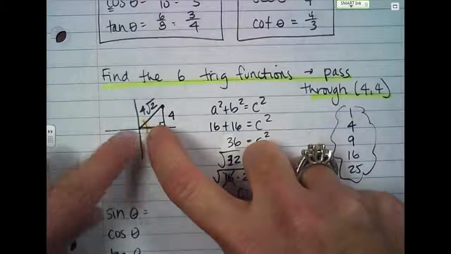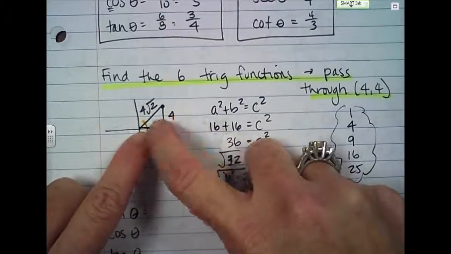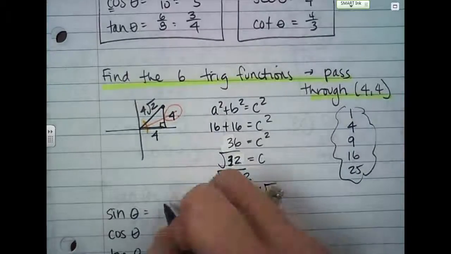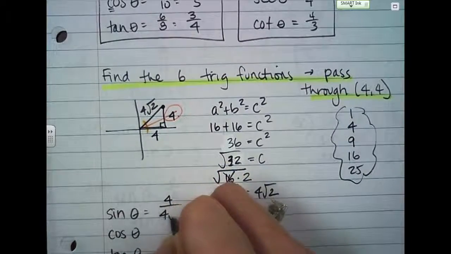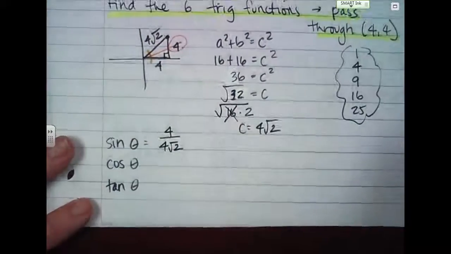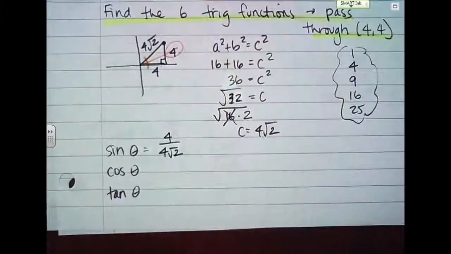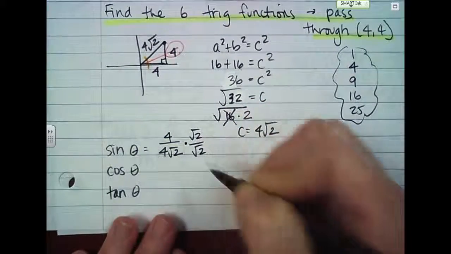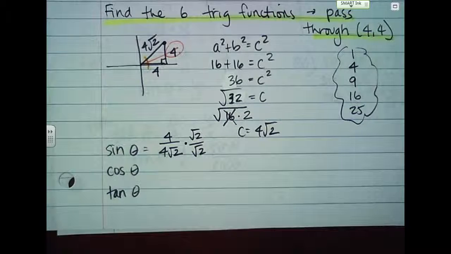Look carefully. They're the same, but opposite is actually this measurement right here. 4 over, what's the hypotenuse? 4 root 2. Am I allowed to have a radical in the denominator? I'm not. So I'm going to multiply the top and the bottom by root 2 so I can get rid of it. Come on guys, focus.